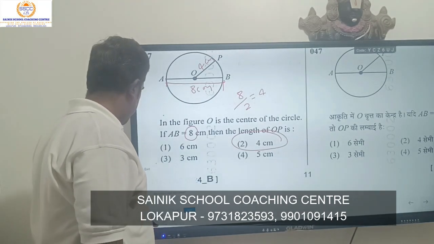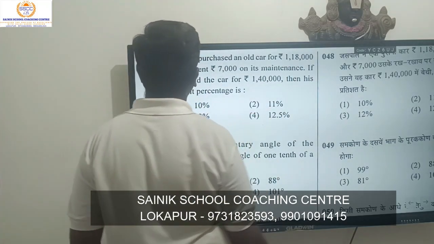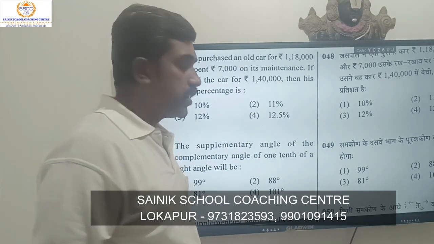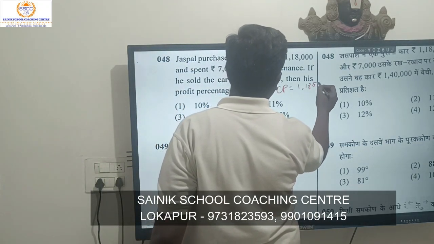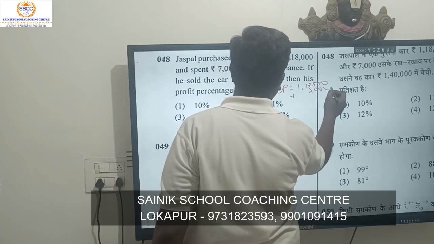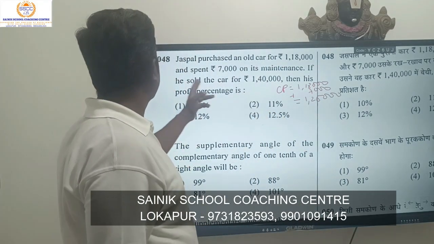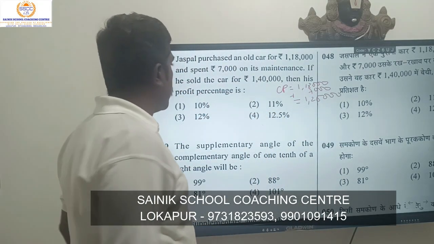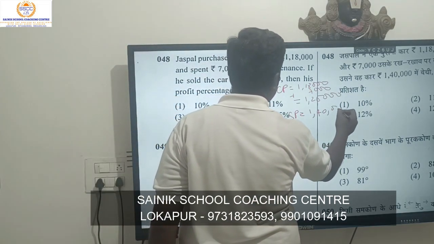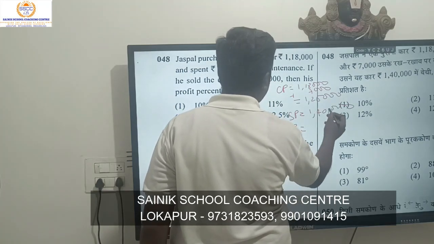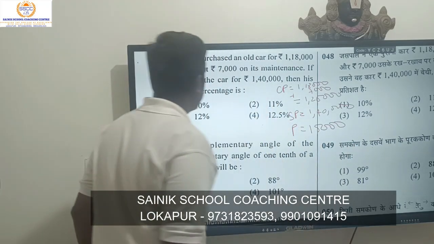It's a right answer. Jaspal purchased an old car for 1,18,000 rupees and spent 7,000 on its repair. So what is the cost price here? 1,18,000 rupees plus 7,000 spent on repair, 1,25,000 rupees. If he sold the car for 1,40,000, SP is equal to 1,40,000. So what will be the profit he will be earning? 1,40,000 minus 1,25,000, 15,000 rupees is the profit.